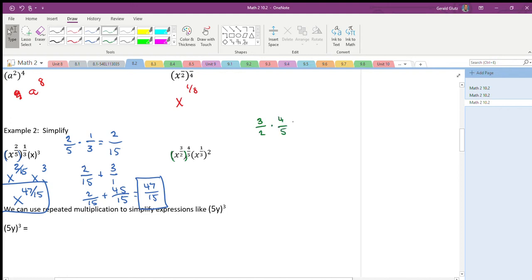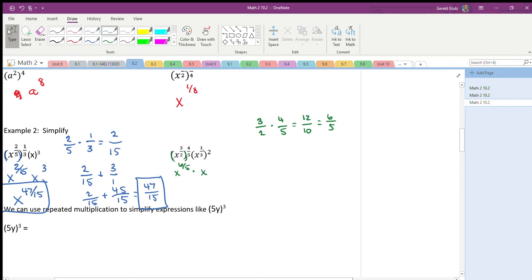So 3/2 times 4/5. 3 times 4 is 12. 2 times 5 is 10. If you want to reduce that to 6 over 5, you can, because 2 goes into both of these. And then I've got x to the 1/3. So far we have x to the 6 over 5.